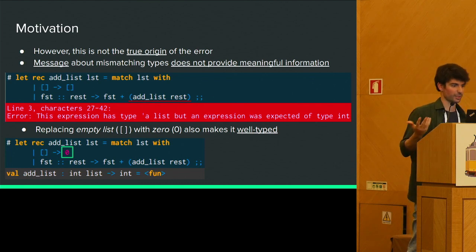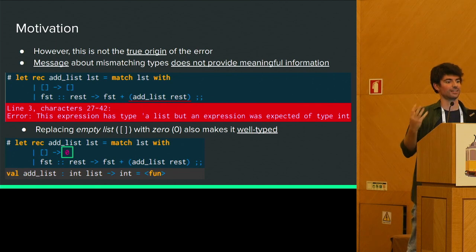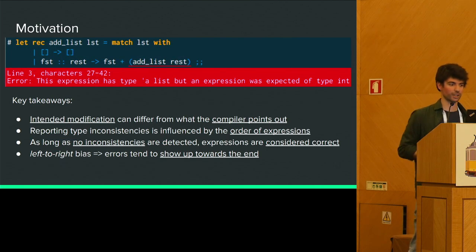Another way we have to fix this type error that actually corresponds to the programmer's intended fix is to replace the empty list with 0. And by doing that, we have a well-typed program as well. Things to take away from this. So the intended modification can be different from what the compiler reports about.